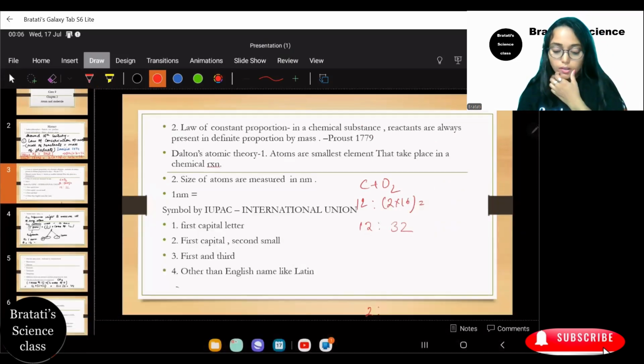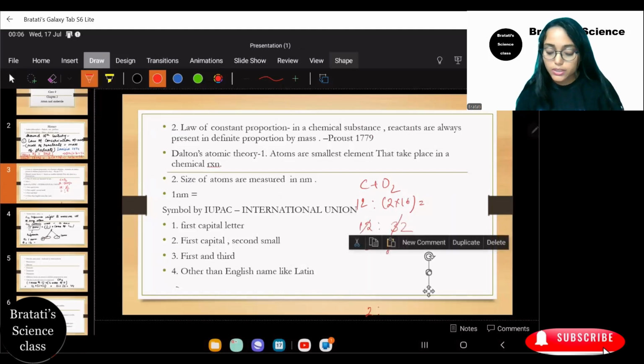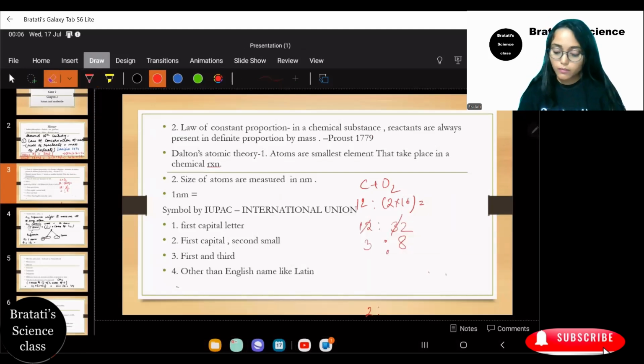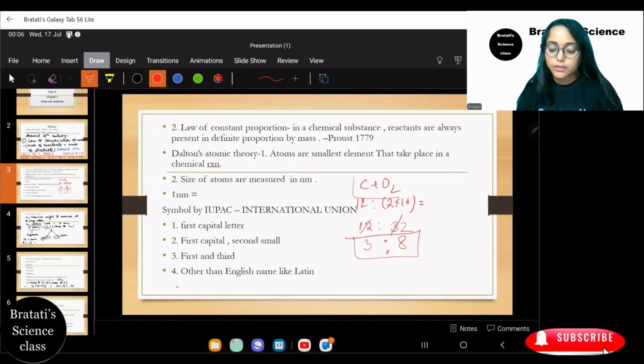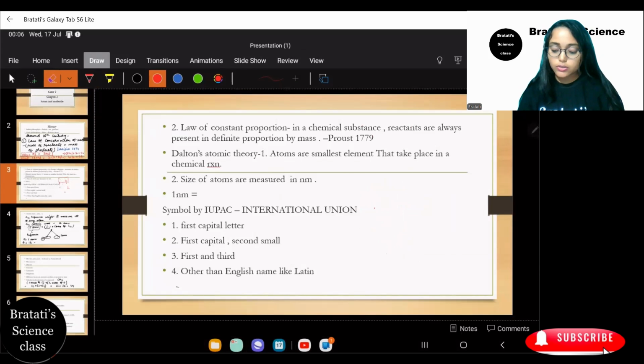With 4, 3 is 12 and 8 is 32. So carbon and oxygen will always form CO2 where the carbon and oxygen ratio is 3 is to 8 by mass. The ratio of carbon and oxygen is always 3 is to 8 by mass. So this is what they are saying, that the reactants in a chemical substance should be in a constant, definite proportion. This will not change in any reaction. So whenever C and O react, they will do so in the ratio of 3 is to 8.